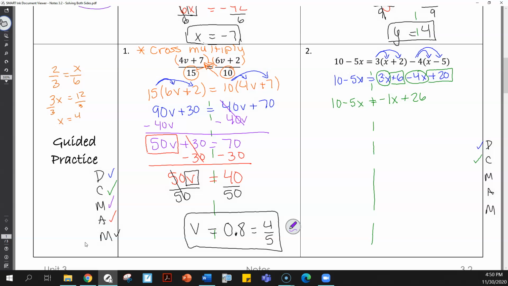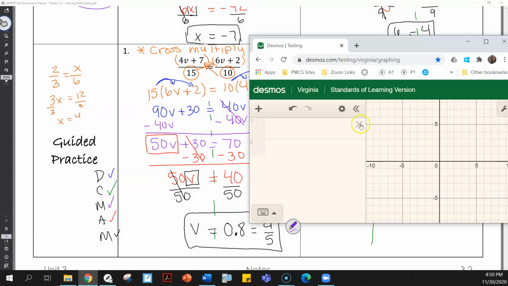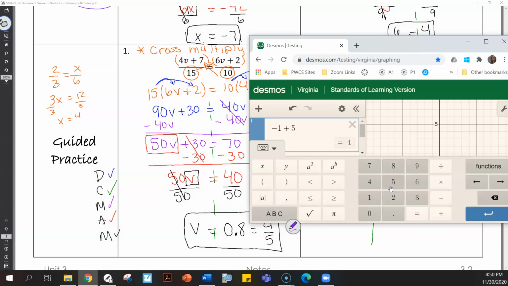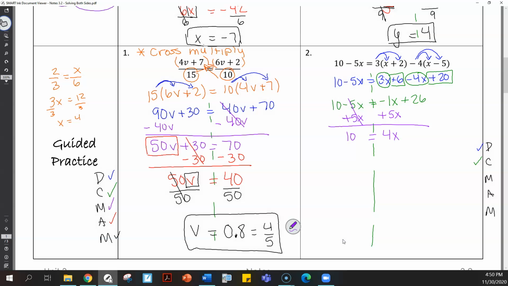So I have a negative 5x. I'm going to undo that by adding 5x. And anything I do to one side, I have to do to the other side. 10 isn't changing at all, so it's just going to come down. My negative 5x and my positive 5x are going to reduce to 0. Negative 1 plus 5. Again, make sure you're doing these calculations in your calculator or on Desmos. Negative 1 plus 5 is 4. So I get 4x plus 26. I didn't do anything to it. I didn't change it in any way, so it just comes straight down. Now all my variables are on the same side, and I'm done with that step.